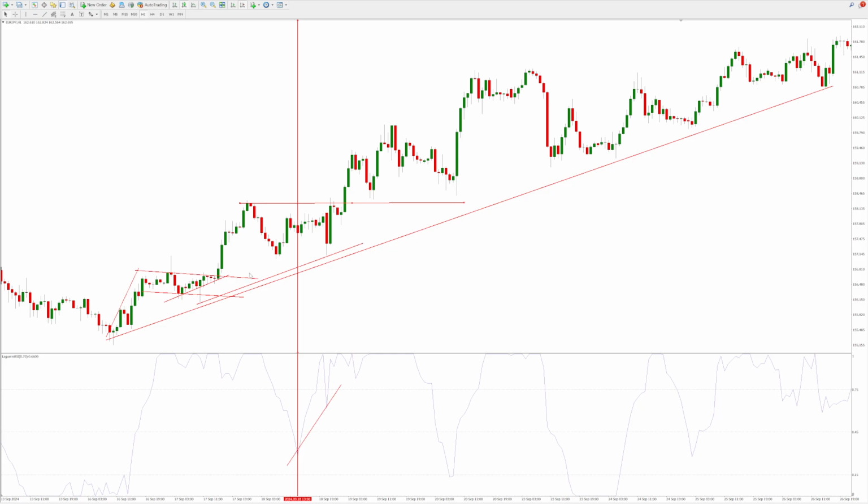Had we entered on this breakout here or here, I'd be looking to trail the stop loss. Just say this is your initial stop loss just below the lows. Then as price moves up, I just move the stop loss below all the lows on the way up.